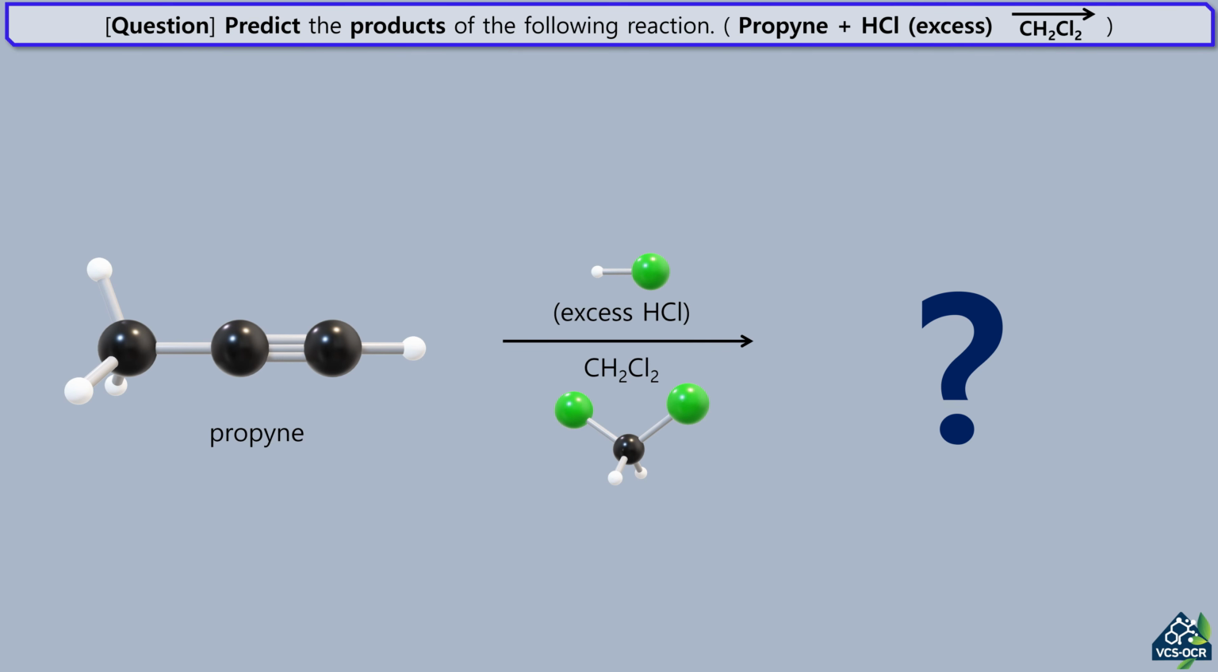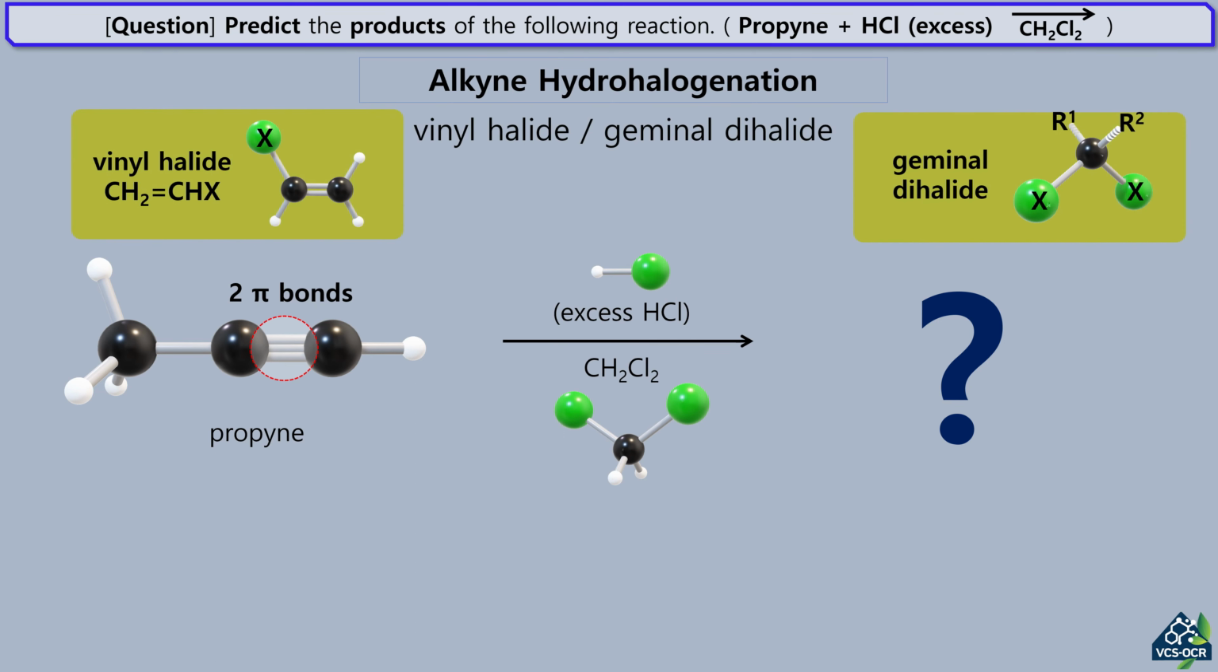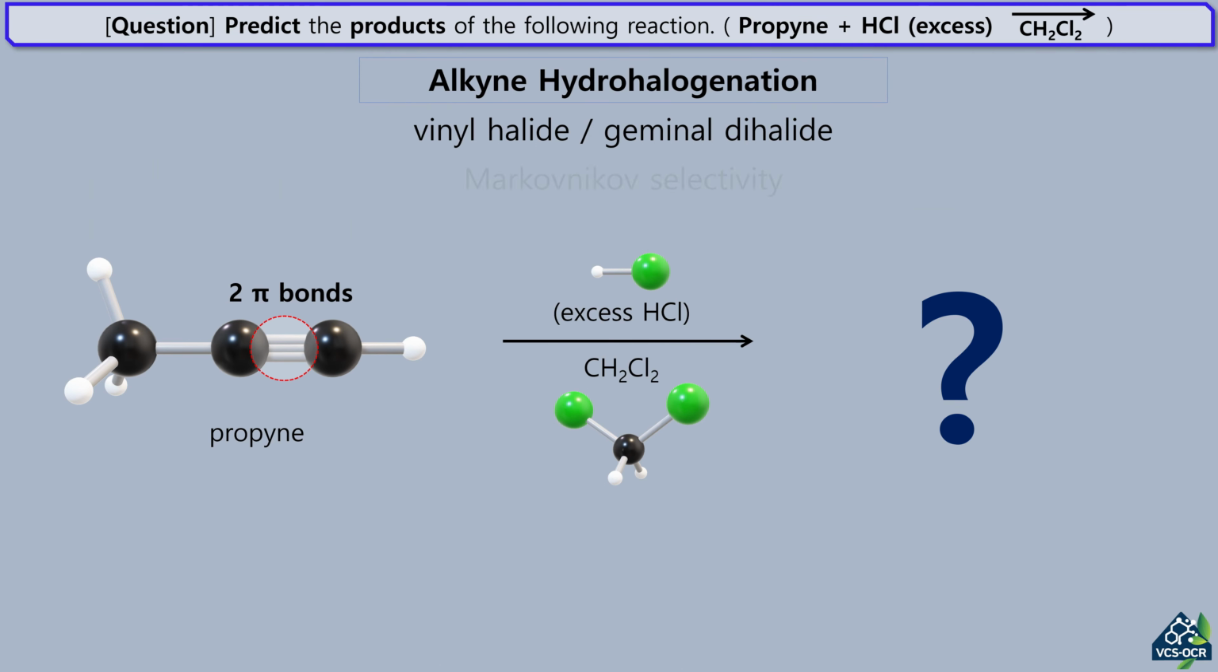Now, we're applying that concept to alkynes. Alkynes, with their CC triple bond, have two pi bonds available for electrophilic attack. This means they can react once to form a vinyl halide, or react a second time to form a geminal dihalide. Our focus in this video is the addition of HCl to the terminal alkyne, propyne, and understanding the Markovnikov selectivity throughout the process.